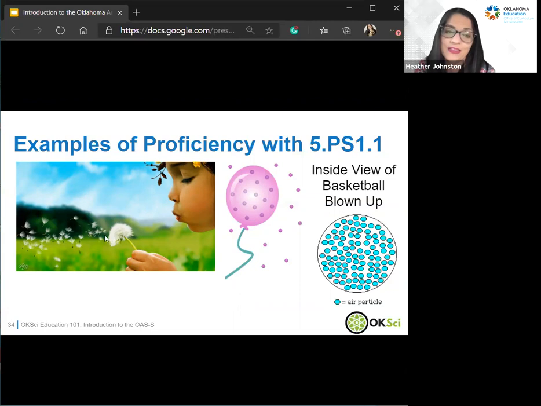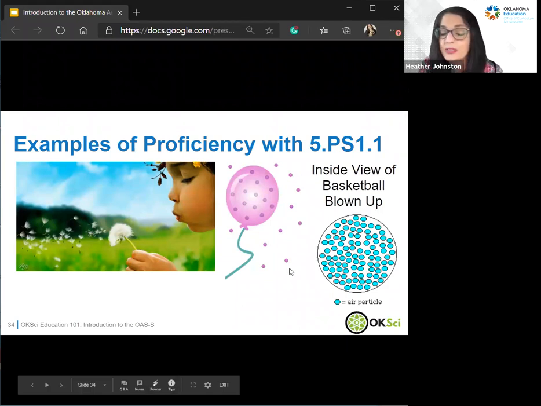dandelions. That these particles get smaller from big to small, and helping students understand that this idea really builds off of a matter idea that occurs earlier in elementary school, that big things can be broken down into smaller pieces, and 5th grade then goes one step further, that those smaller pieces could be so small that we no longer see them.